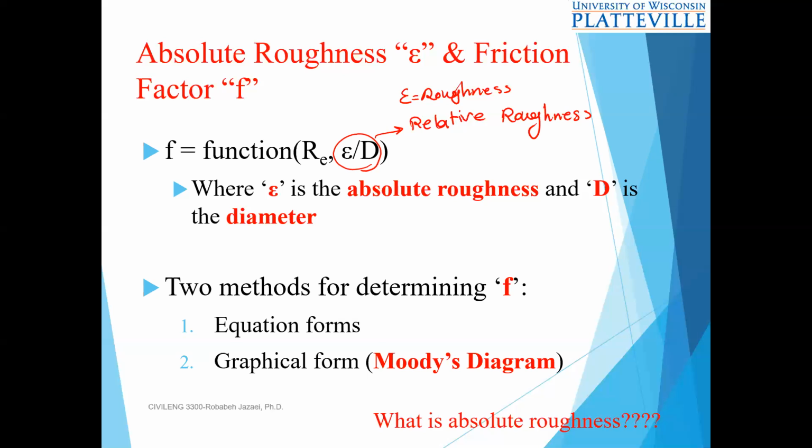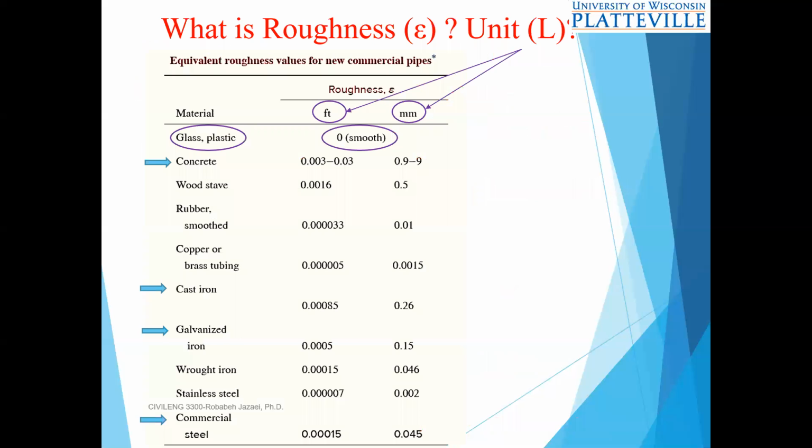It's a logarithmic equation. Okay, let's see what is absolute roughness and where we can find absolute roughness. Because we already know how to find Reynolds number, right? The only thing that we need to know is the roughness. If we know these two, we can find friction factor either from equation form or graphical form.